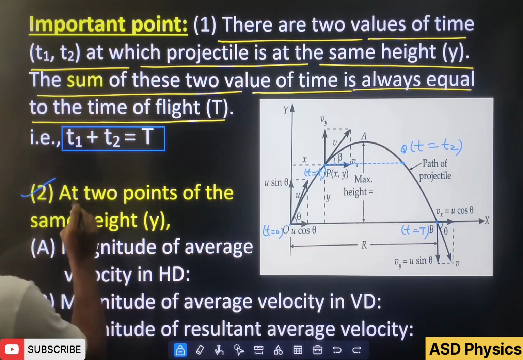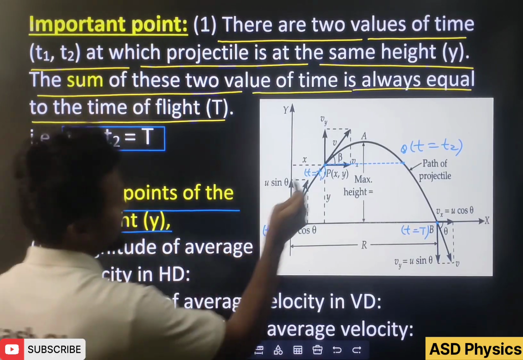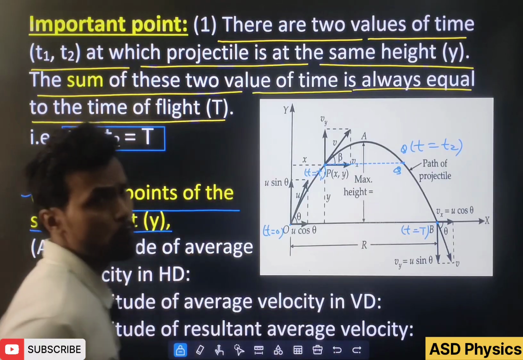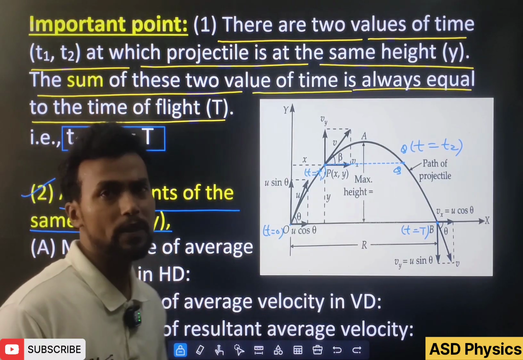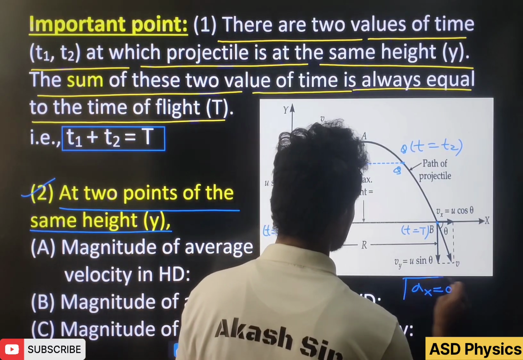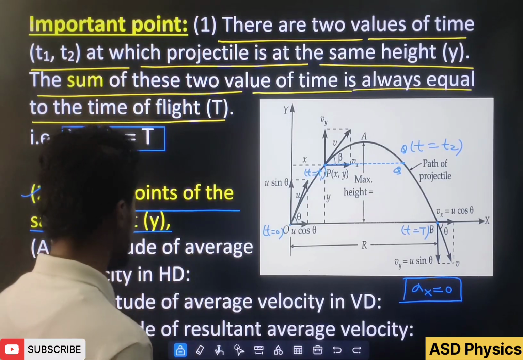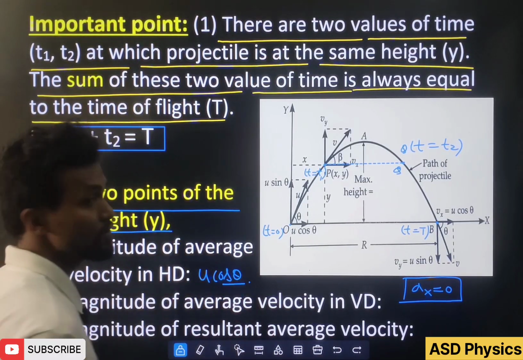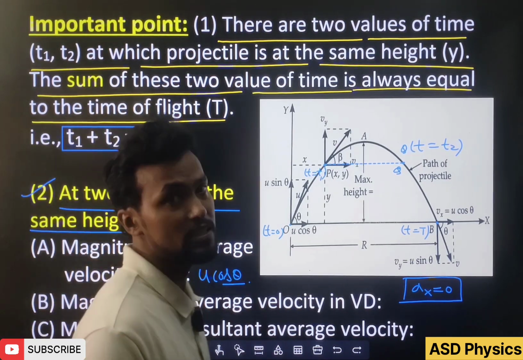Next one is the second point. At 2 points of the same height y, that means point P, and this I told you, point Q, what will happen here? Magnitude of average velocity in horizontal direction. You know very well ax is always 0. That means there is no change of velocity in the horizontal direction. That means in the horizontal direction, the average velocity will be u cos theta.